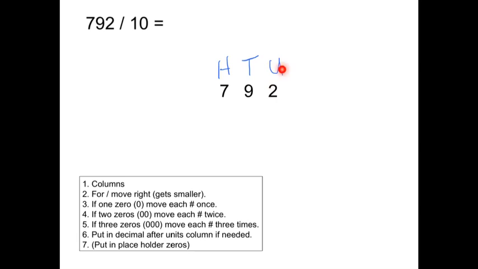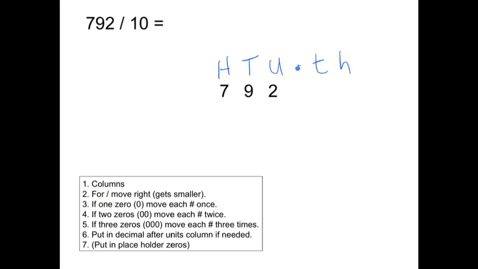Now I know to the right of the units column, we're always going to have a decimal. So I'm going to jump straight to step 6, and I'm going to put the decimal in after the units column because I know I'm going to need that now. So I put my decimal in, and to the right of the decimal, I'm going to have the tenth, and I'm going to put in the hundredths as well. Tenth, lowercase t, hundredths, lowercase h. Now, I'm going to move each of these numbers to the right, because I'm dividing, and they're going to get smaller. And because 10 only has 1 zero, I'm going to move each number once.